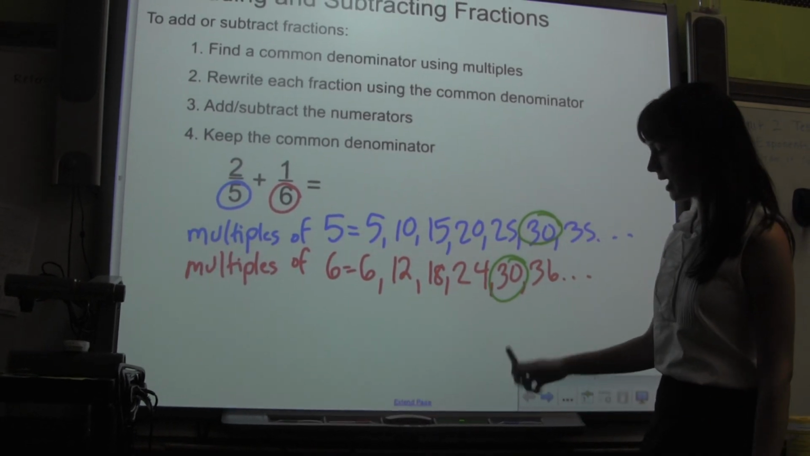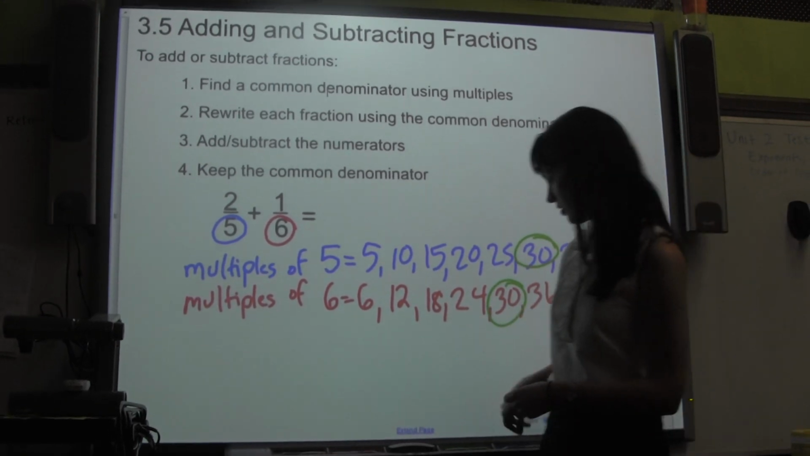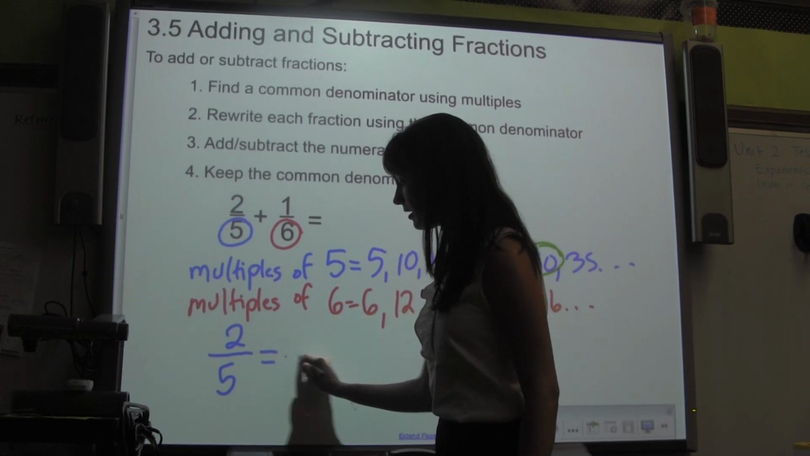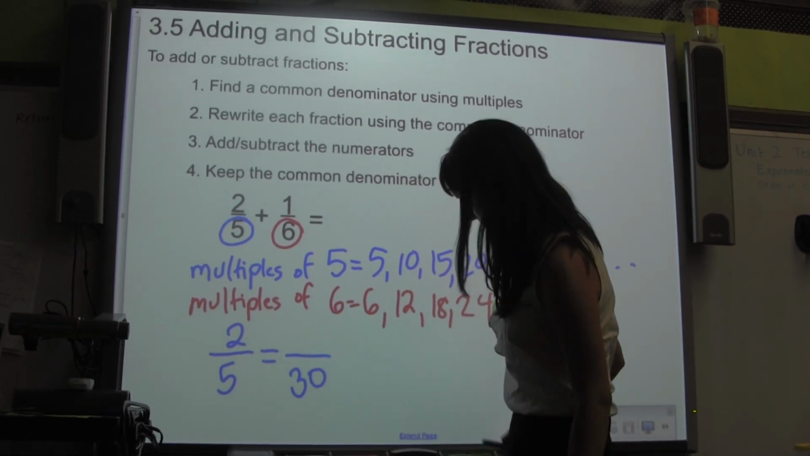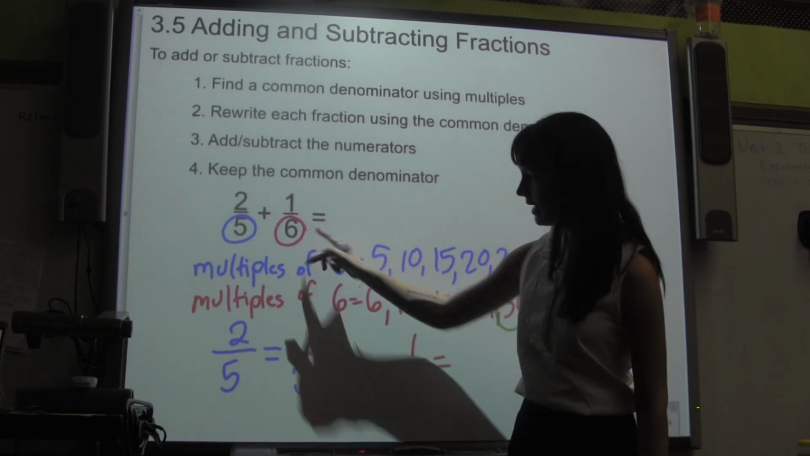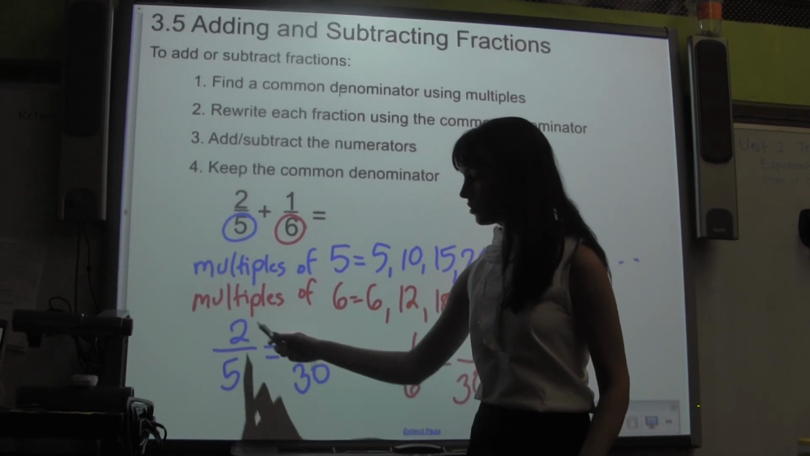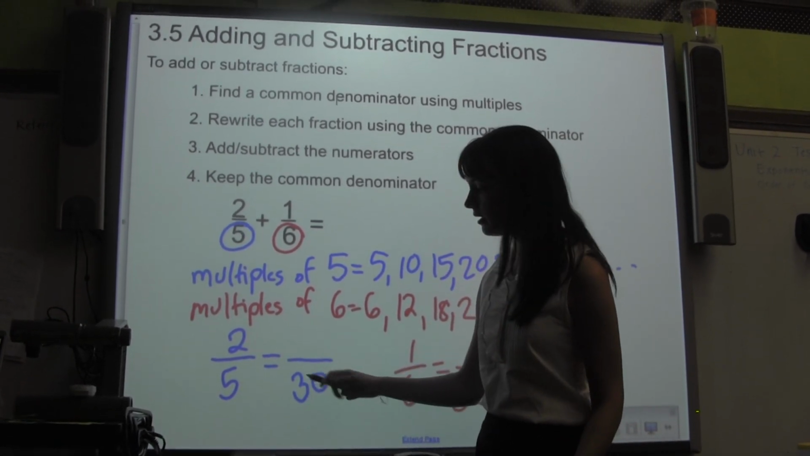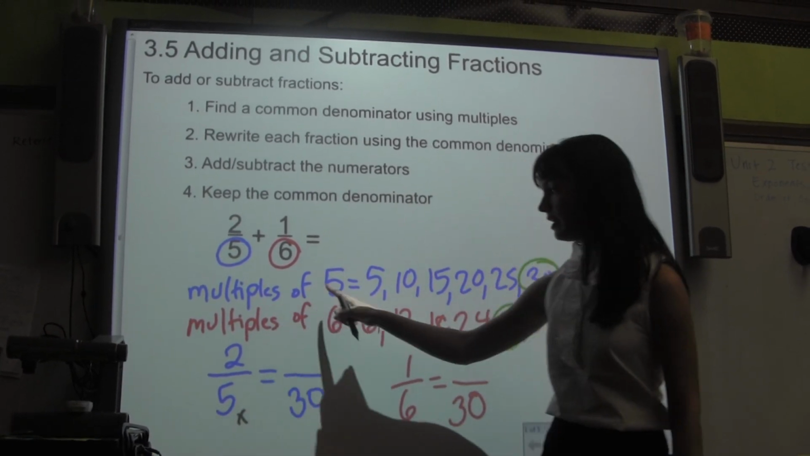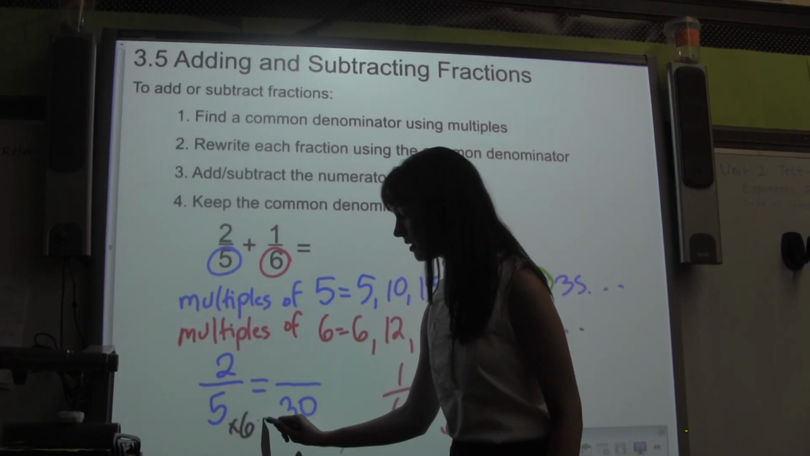So I'm going to go ahead and rewrite both of these fractions using 30 as the denominator. I had 2/5. 2/5 has to equal something with a denominator of 30. And I also had 1/6, which is going to have to equal something that also has a denominator of 30. The way I switch to an equivalent fraction with the right denominator is I figure out what I multiplied 5 by to get to 30. In this case, 5 was 1, 2, 3, 4, 5, 6 times. 5 times 6 gives me 30.